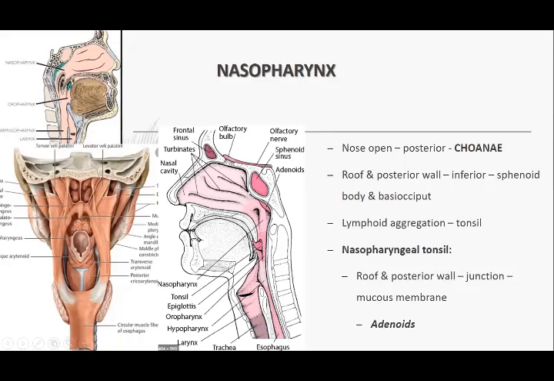Please note, this was the cribriform plate of the ethmoid. This was the sphenoid bone. इस sphenoid bone में, this is the sphenoidal air sinus. This entire bone is the body of the sphenoid.